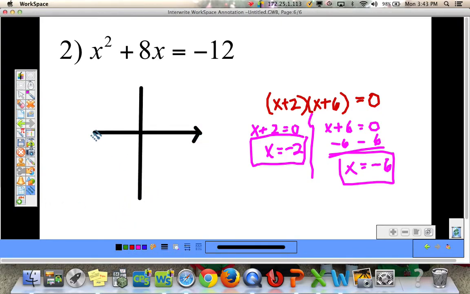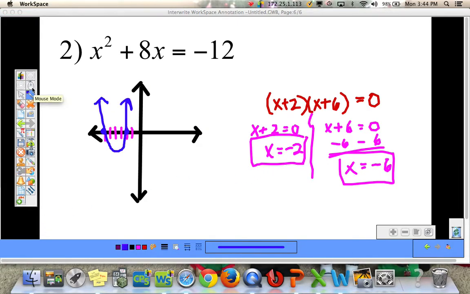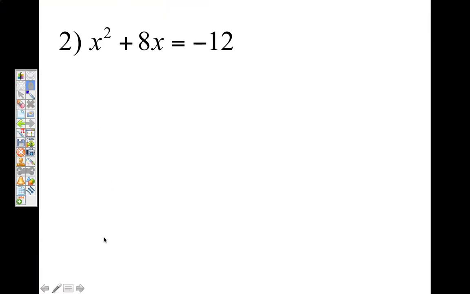Okay, so where x is negative 2 there's a 0, and at negative 6. We change colors. So here's what our parabola might look like where you have the zeros.